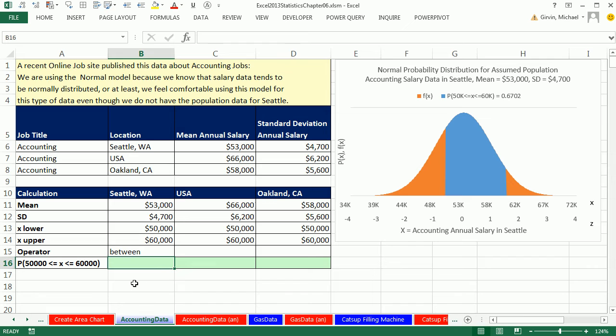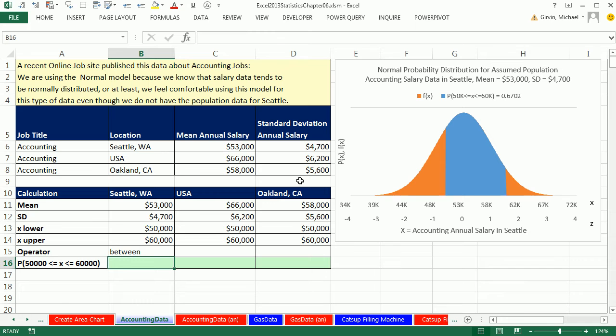Hey, we're on the sheet Accounting Data, and we want to answer a number of probability questions using the NORM.DIST function. This is the normal standard curve that we've been talking about over the last few videos. And here is some data: different accounting jobs, different cities, different mean annual salaries, and the standard deviation for each mean.